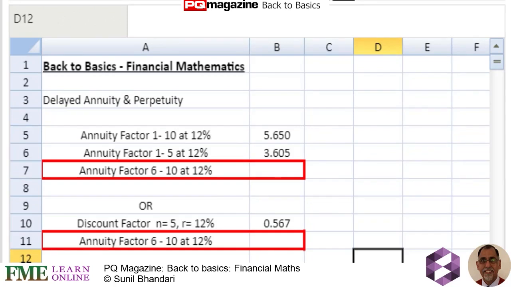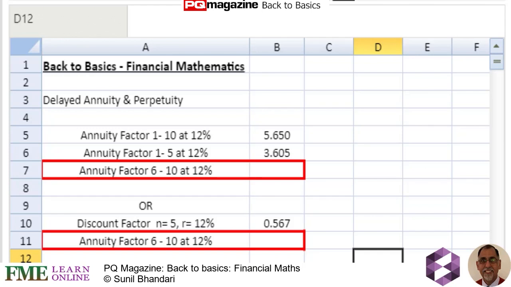Okay, so finally on this presentation, I'm going to look at the area of delayed annuities and delayed perpetuities. I'm going to start with the delayed annuity, an annuity which is not going to commence at time 1. So I've got an illustration here where I am trying to ascertain the annuity discount factor at 12% for a cash flow going between years 6 and 10, which is clearly a 5-year period.